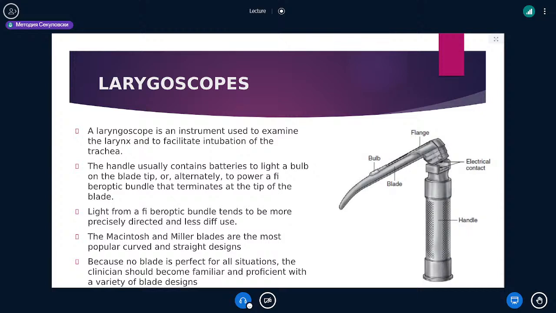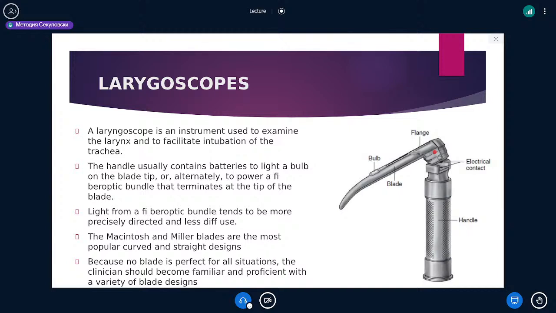And what is the laryngoscope? The laryngoscope is a very important instrument when you are working with general anesthesia. You must have it in your anesthesia operating room. It is used to examine the larynx, to get a laryngoscopic view, and to facilitate the intubation of the trachea. The handle usually has batteries to light a bulb. This is the bulb you can see in the blades of the laryngoscope. These are the blades. You can see we have two different blades: one is the Macintosh and another is the Miller blade. What is the difference?